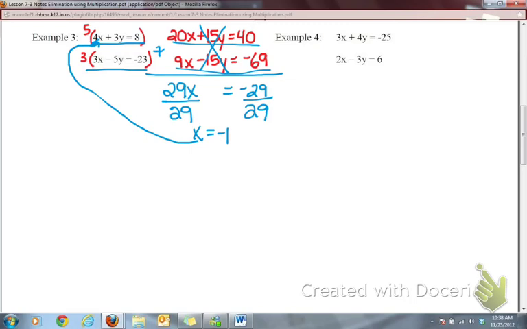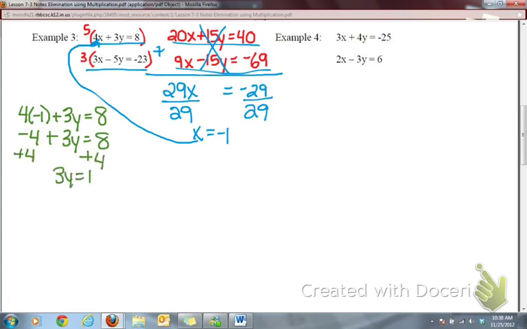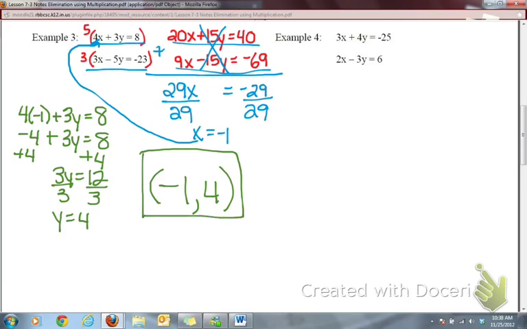So x equals negative 1. So 4 times negative 1 plus 3y equals 8. 4 times negative 1 is negative 4 plus 3y equals 8. Add 4 to both sides. 3y equals 12. Divide by 3. And y equals 4. Hope I did that right. Yeah. So the ordered pair is negative 1, comma 4. Remember, your x always goes first in the ordered pair and your y goes second.